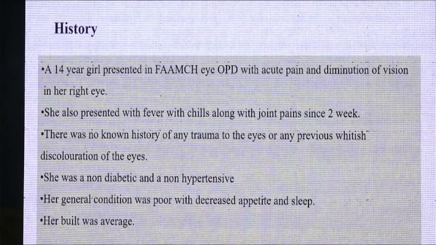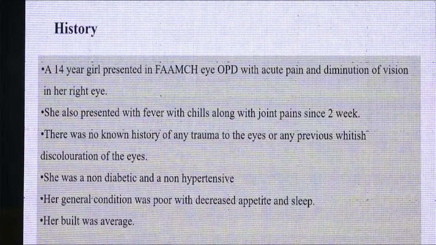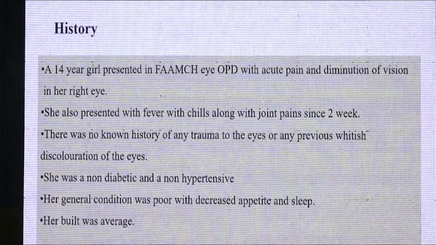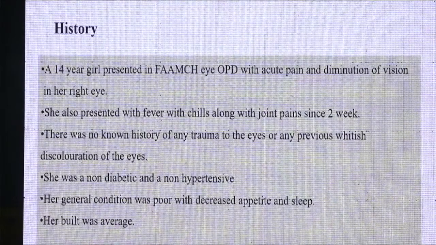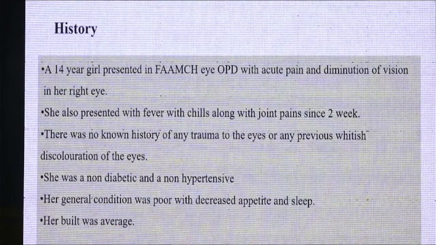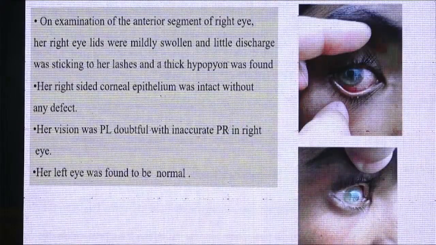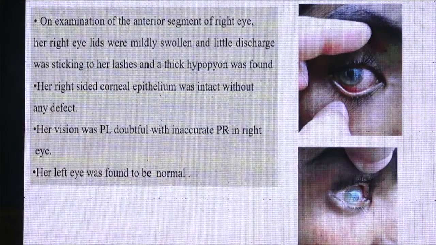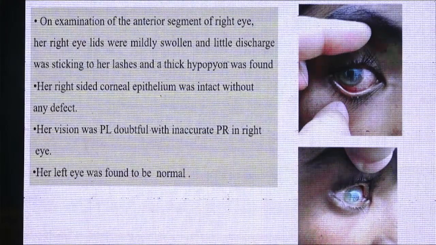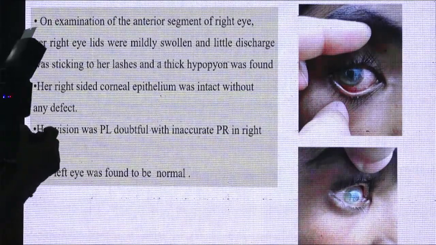But when she first came to our OPD, she had very poor general health. Her sleep, appetite, and bowel movements, everything was disrupted. Then after her examination, we found that in her right eye, as you can see, there was mild swelling of the eyelids, congestion of the conjunctiva, and mild discharge.